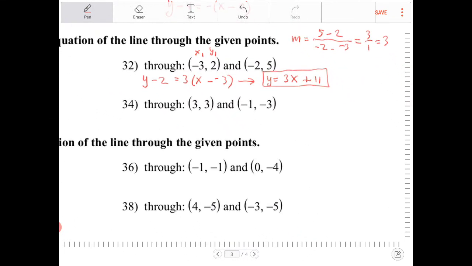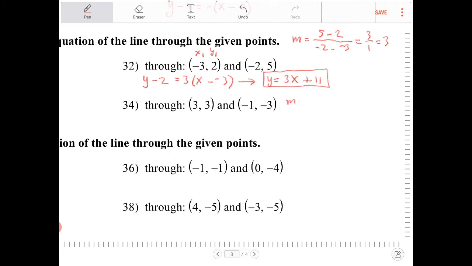Let's do this one more time, just to show you how simple this really is. Okay, and again, I want to do change in y over change in x. So x1, y1, x2, y2, -3 minus 3 over -1 minus 3. This is going to be negative 6 over negative 4, or it's positive 3 over 2. And this is y minus 3 is equal to 3 over 2 times x minus 3.